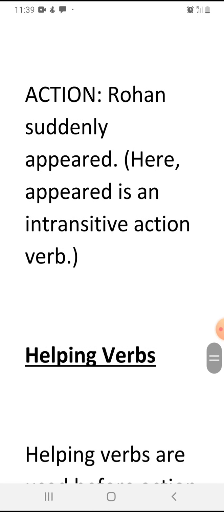Another example, Rohan suddenly appeared. Here Rohan is the subject and appeared is an intransitive action verb. Here appeared is not a linking verb. It is not creating a link between the subject and its complement. But here it is used as a main verb, and as it does not have an object, it is an intransitive action verb.